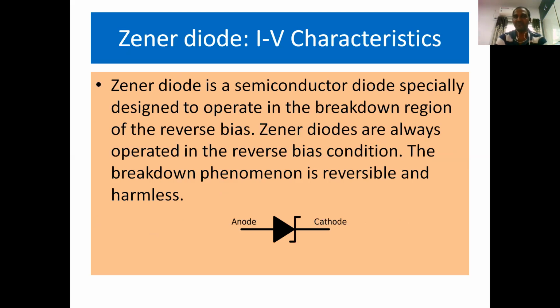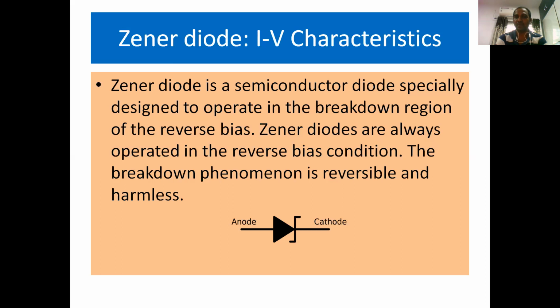So basically, if you want to know the basic function of this Zener diode, there is not much difference between a PN junction diode and a Zener diode. But we have to operate the PN junction diode always in the reverse bias condition. As a result, we are getting the Zener diode. So if we want to define exactly what is meant by a Zener diode, it is a semiconductor diode specially designed to operate in the breakdown region of the reverse bias.